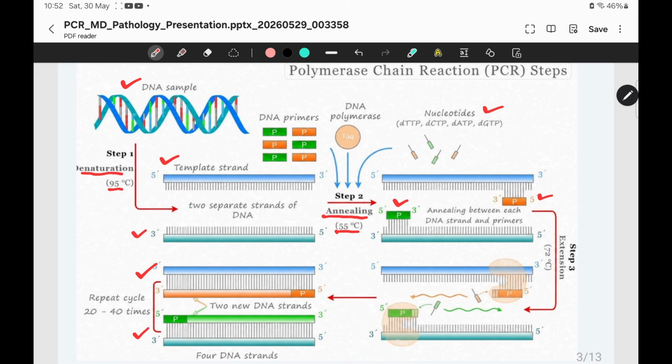So in our sample, from one double-stranded DNA, two double-stranded DNAs have been formed, and in the likewise manner, the cycles are repeated maybe 20 to 40 times. So the number of DNA strands is 2 to the power n. N is the number of cycles.